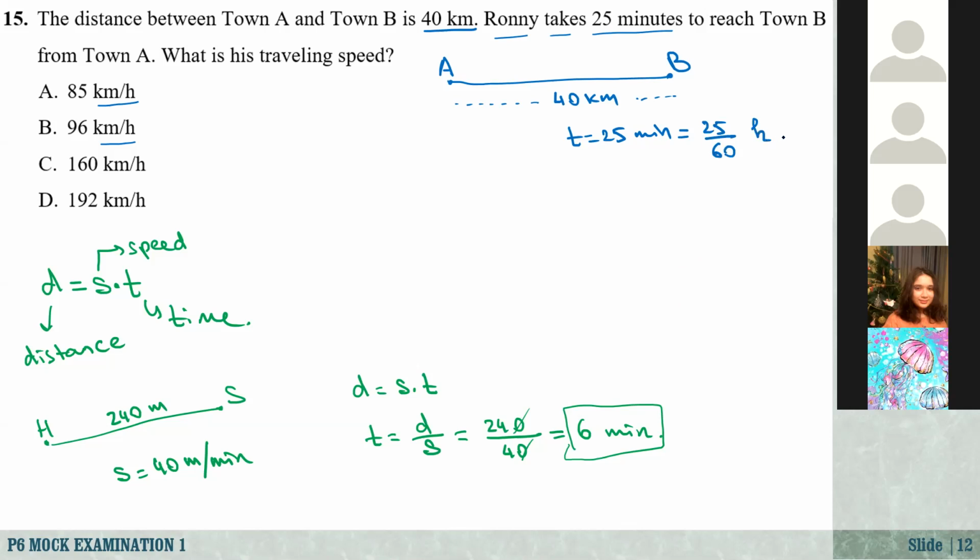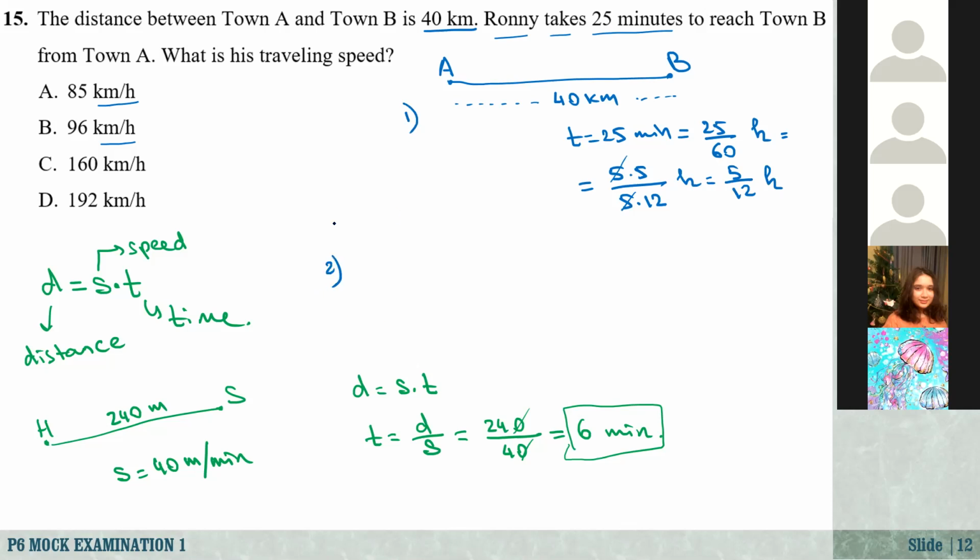Now it becomes hours. Of course, before using this fraction, we have to simplify it. 25, I can write as 5 times 5. And 60 is 5 times 12. So this 5 is a common factor, and here we have hours. So that's equal to 5 over 12 hours. That's our first step.